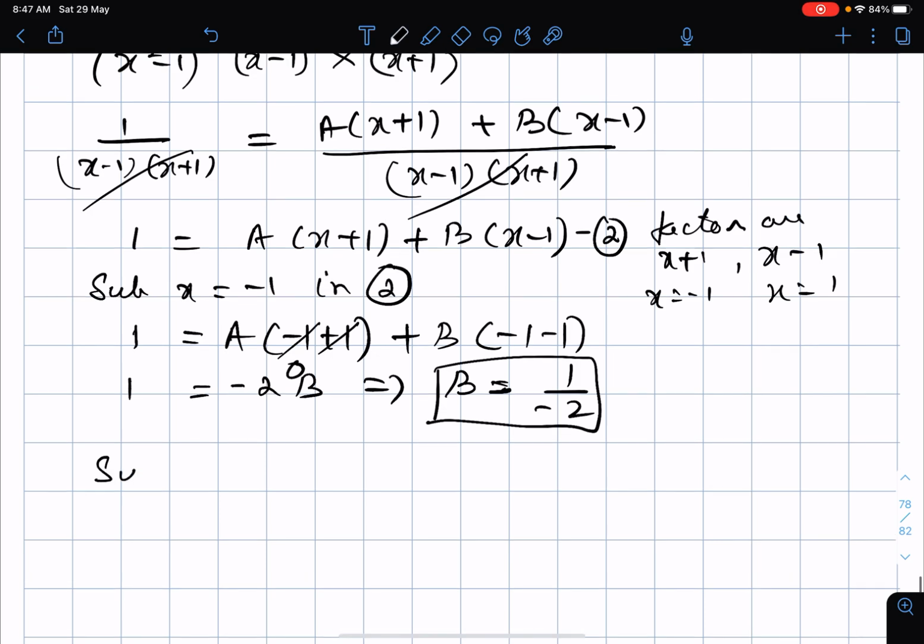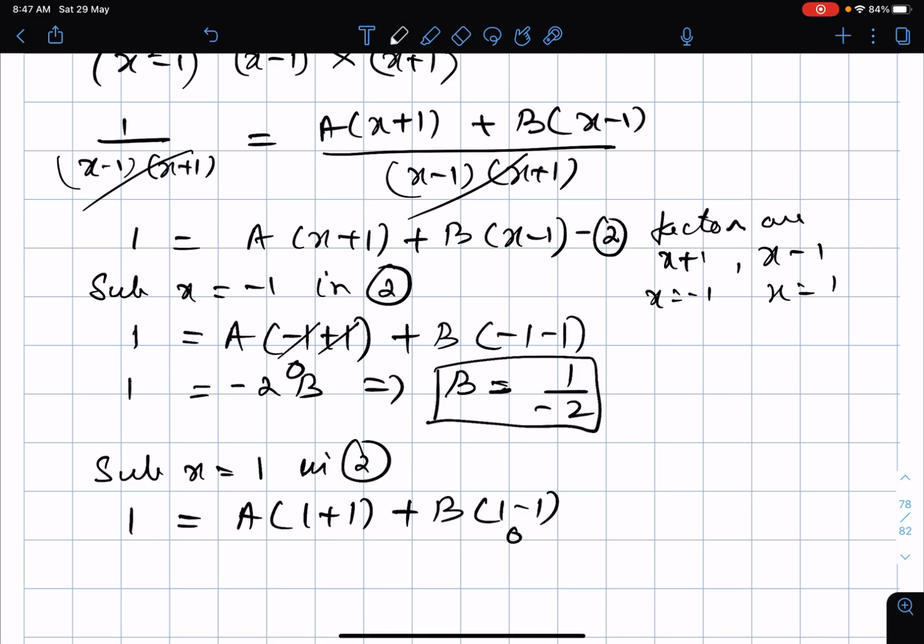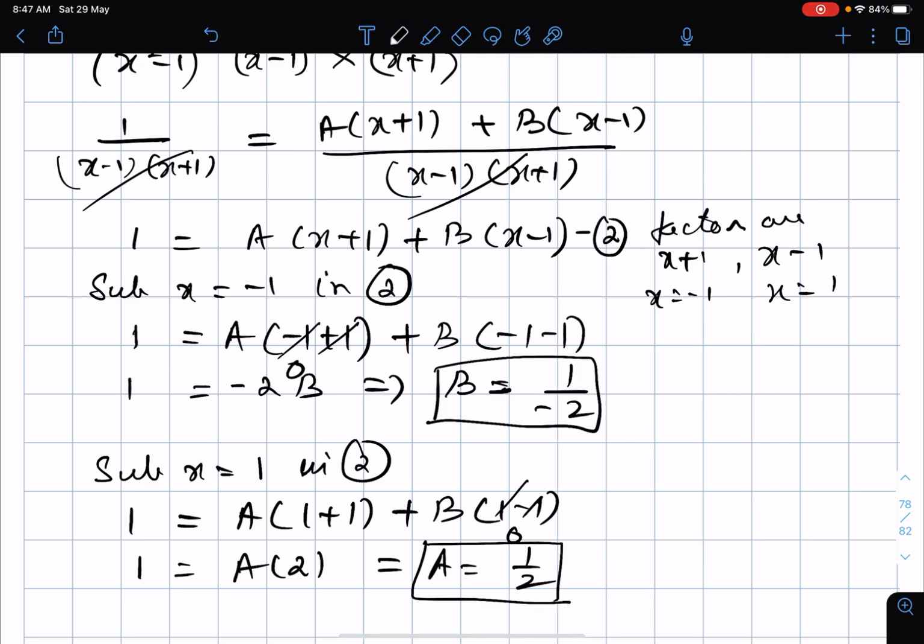Next, substitute x equal to 1 in 2. Again the same thing. 1 equal to a into 1 plus 1 plus b into 1 minus 1. So this becomes 0, so this gets cancelled. So your answer is going to be 1 equal to a into 2. When you take the 2 to the other side, a equal to 1 by 2. So this is going to be your value of a.